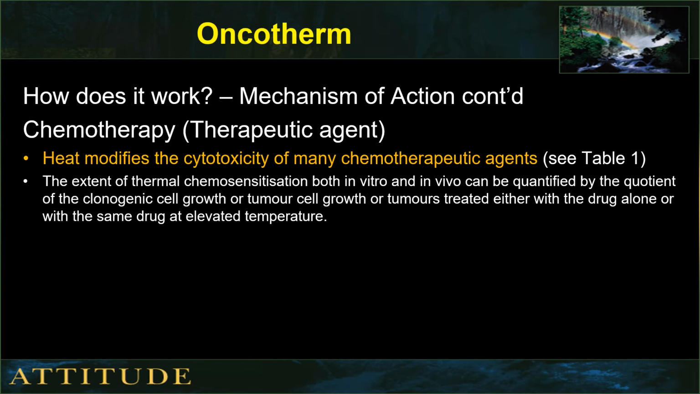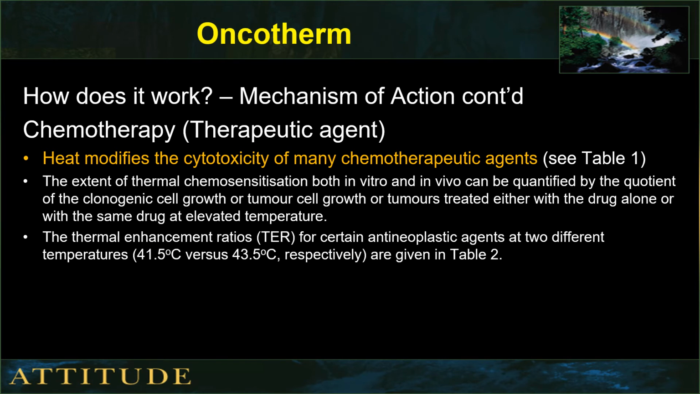So now they take a look at that same chemotherapeutic agent with no heat, then increased heat at a certain temperature, then increased heat at another temperature to see if there's going to be an impact. That allows us to establish how heat can impact chemotherapy, and that is what we call the thermal enhancement ratio. So the thermal enhancement ratio, the TER, for certain anti-neoplastic agents at two different temperatures, 41.5 and 43.5, is given in Table 2, which will be followed up in the next few slides.